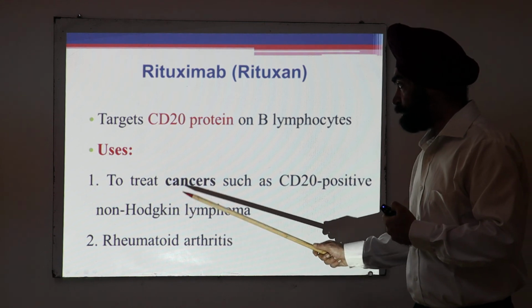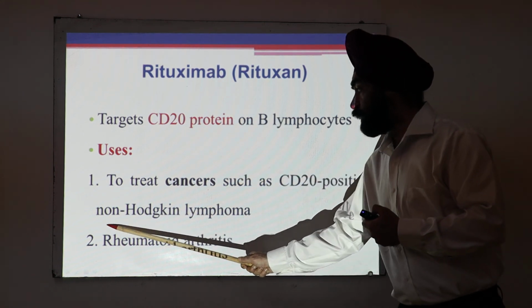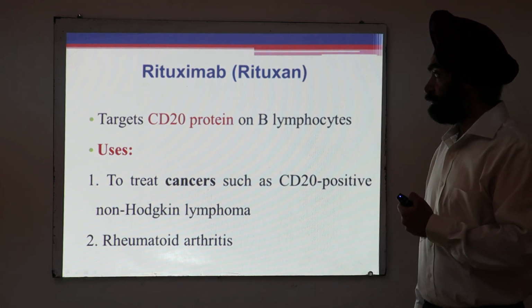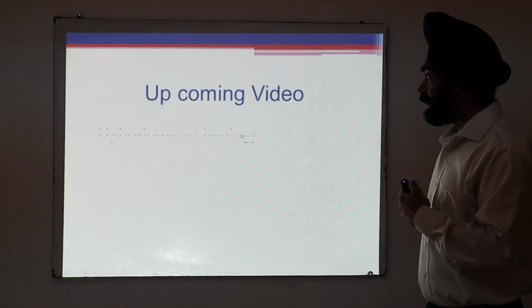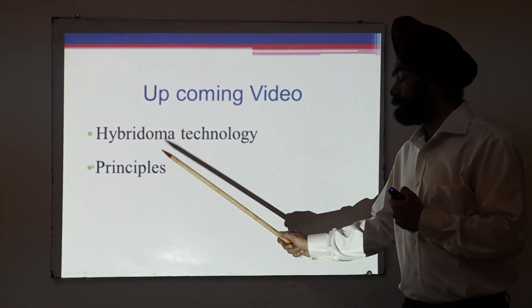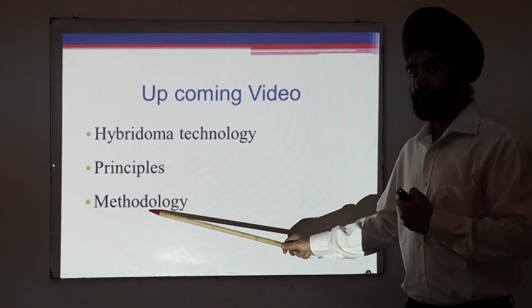Rituximab can also be used to treat rheumatoid arthritis when the normal drugs are not working. So in my upcoming video, I will discuss the hybridoma technology, what is the principle and what is the methodology.